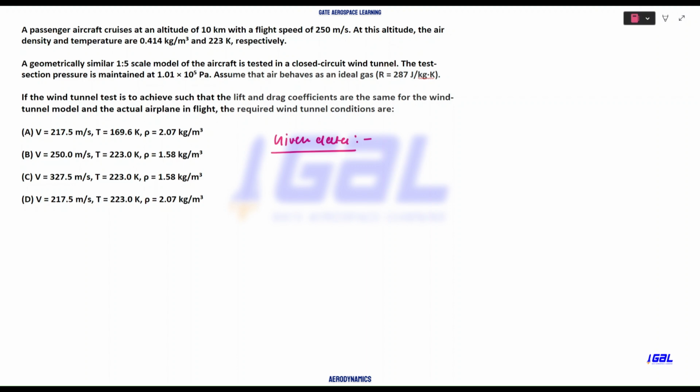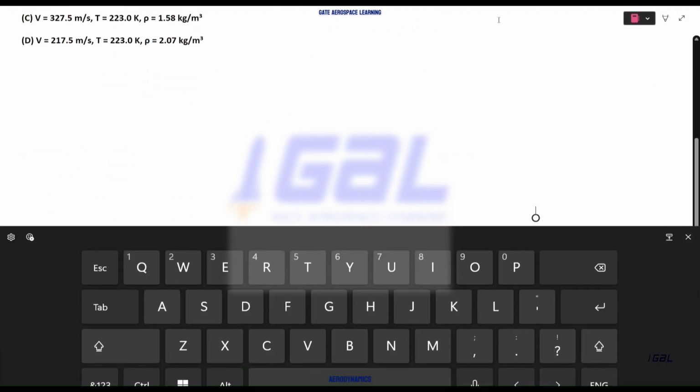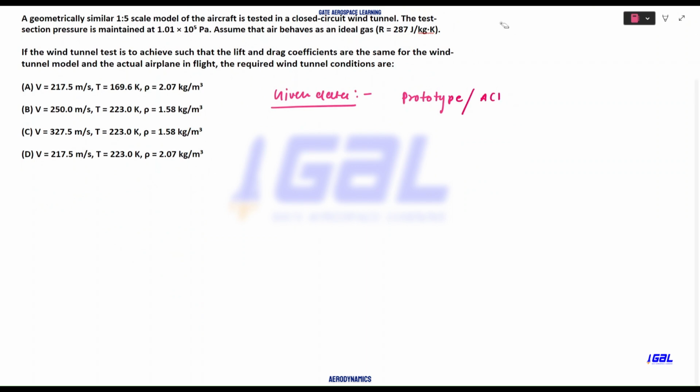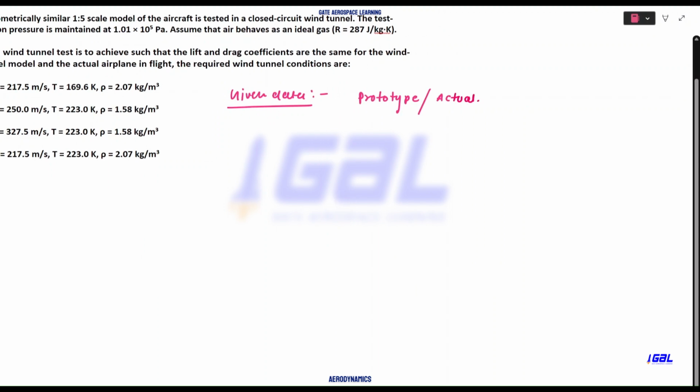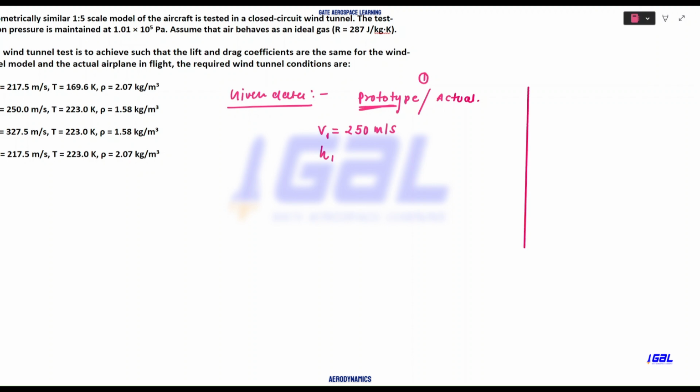So let's write this as a prototype, or let's call this the actual version. Not model, actual version. Now your prototype has the thermodynamic property of velocity. It is operating close to the sonic value, 250 meter per second, at a height of, let's write, h1. So the important thing is I'll give suffix 1 to all the properties of the prototype. Then we have suffix 2 for our scaled down model.